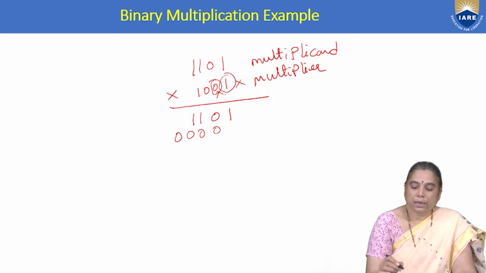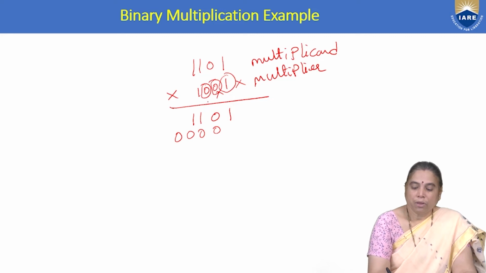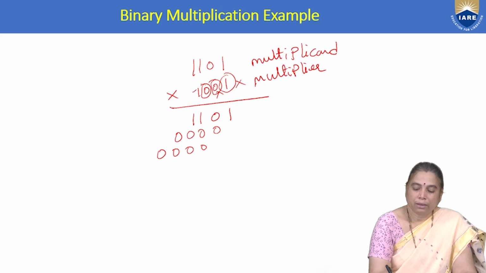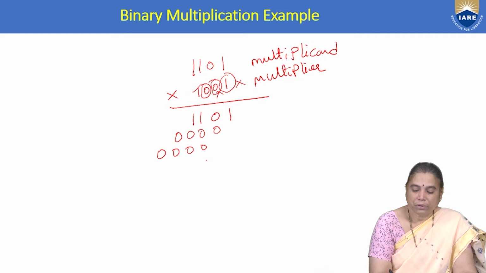So this bit can be completed. Now consider the next bit, 0 bit. With this 0, the number of bits in the multiplicand is copied by shifting one position. So 0, 0. Next bit is 1. In case of 1, the multiplicand can be copied by shifting one position.